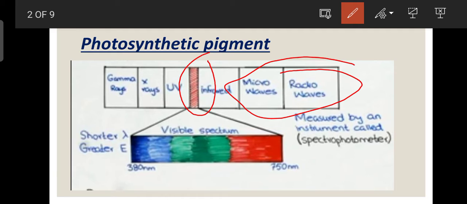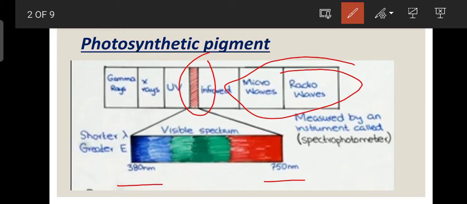And this visible light is important for all kinds of life on earth, and in this spectrum different wavelengths are present, from 380 to 715 nanometers. And we know that short wavelengths have greater energy and longer wavelengths have lower energy.